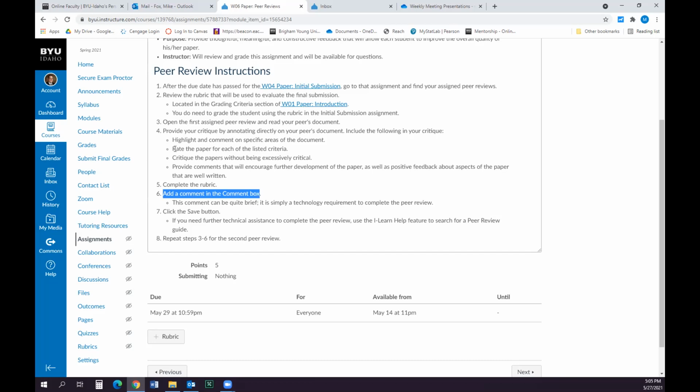Otherwise, if people do all this other stuff, they do the rubric, they put comments in there, it doesn't show up as done. And then when I'm grading it, I give them a 0, and then they send me a nasty email saying, hey, I did that. And so just follow the steps here in the instructions and it'll be fine. Anyway, that's just something people miss a lot.